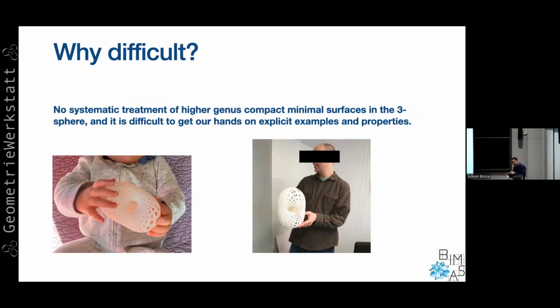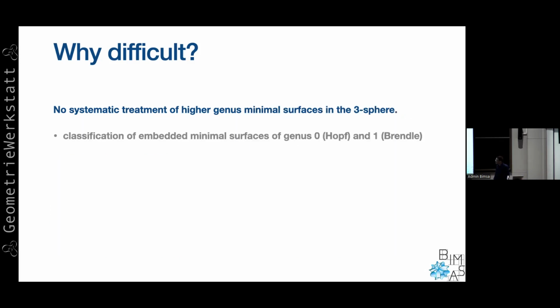And why don't we get our hands explicit on these guys, as opposed to what these pictures show you? So the main reason is that we didn't have a systematic treatment of these higher genus minimal surfaces. This is different to the case of genus 0, where everything is known. So there's just a round sphere, nothing else, by maybe the first paper in the field of global differential geometry.